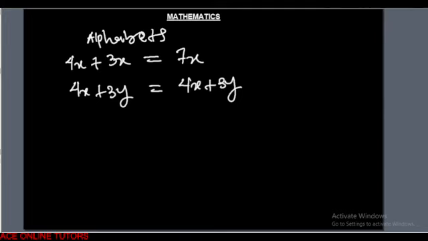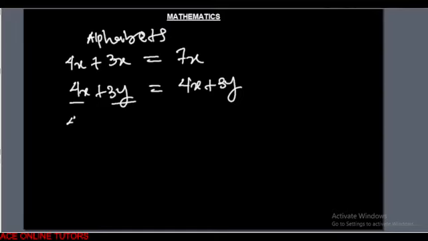So it's just like you are given 4 mangoes and 3 apples. Add them together. Can you say the answer is 7 mangoes? No, this is wrong. Can you say the answer is 7 apples? No, this is also wrong. So you can't add them together unless they are exactly the same.